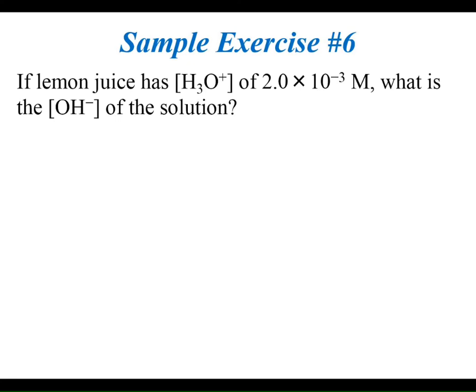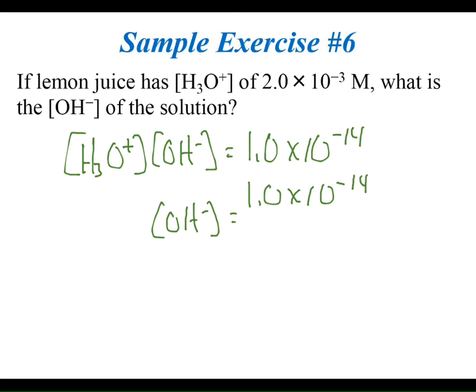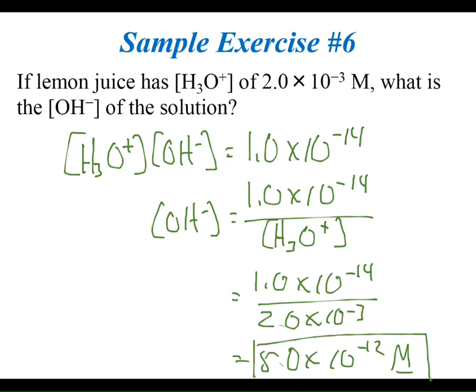Okay, let me work it out real quick. We know that hydronium concentration times hydroxide concentration equals 1.0 times 10 to the negative 14th. So hydroxide concentration would be 1.0 times 10 to the negative 14th divided by the hydronium concentration, which was 2.0 times 10 to the negative 3rd. So 5.0 times something, what is it? Negative 4. 5.0 times 10 to the negative 4 molar. Awesome. Yay us. We made it through somehow.